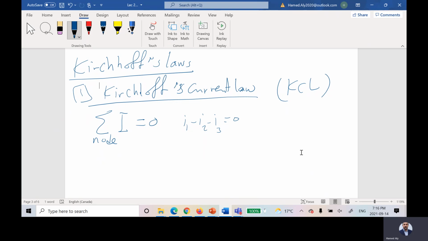Summation, all terms are equal to 0. So I1 minus I2 minus I3 is equal to 0. At the end, I'll have I1 is equal to I2 plus I3. You got what I mean?